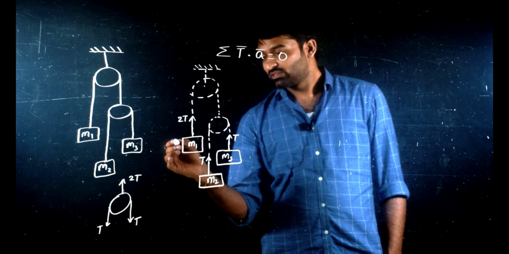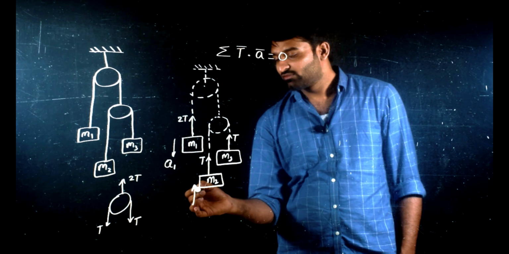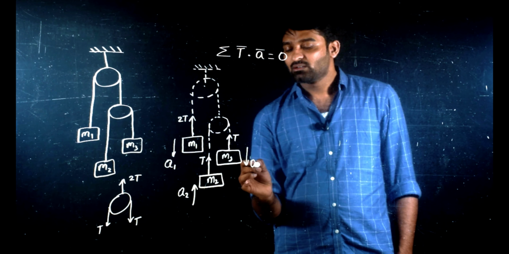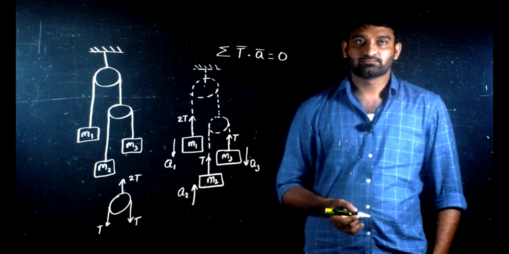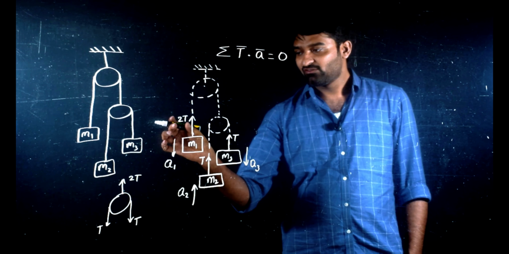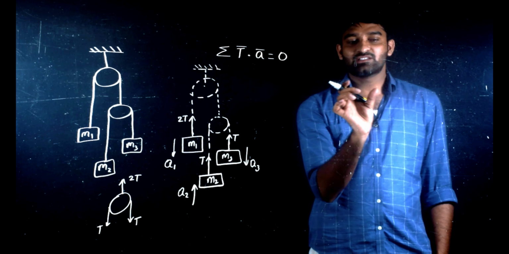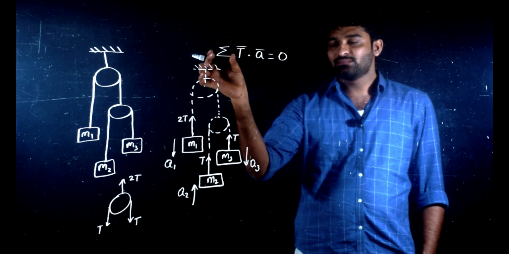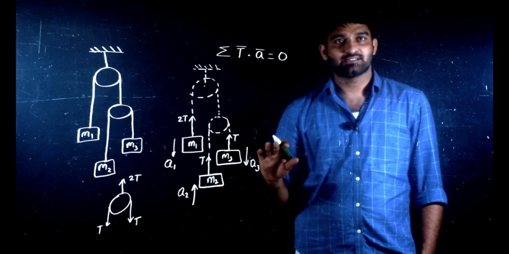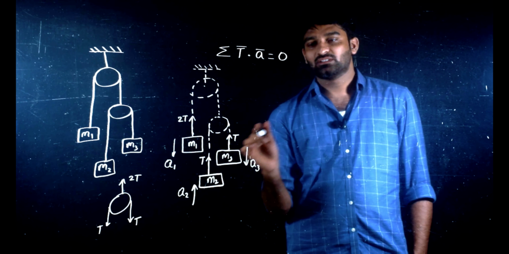Rule 2. Suppose I'm taking acceleration in the vertically downward direction for this. For this, randomly I'm taking the vertically upward direction, and for this I'm taking acceleration in the downward direction. Select all the tensions acting on the system of bodies, and for each tension apply T bar dot A bar. Then for each tension we will get different terms. Sigma means that we have to add the terms and equate them to 0. That's it. Starting with the 2T and its acceleration A1.